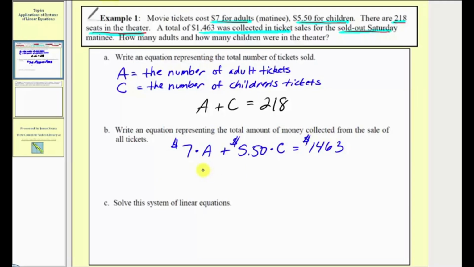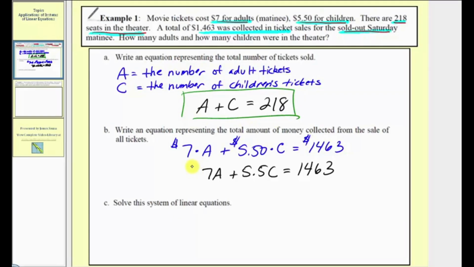So for our second equation, we'll simplify and drop the dollars. So we'd have the equation 7a plus 5.5c equals 1,463. So our system of equations consists of this equation and this equation. So for part C, we want to solve this system. Let's go and do this on the next slide, and then we'll come back and answer the question.